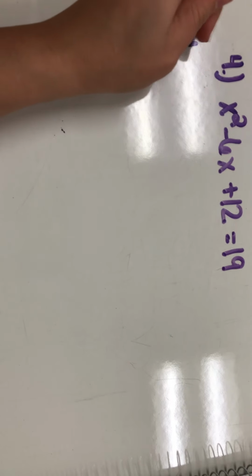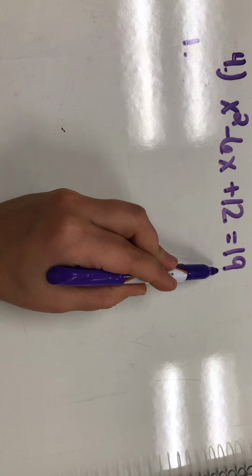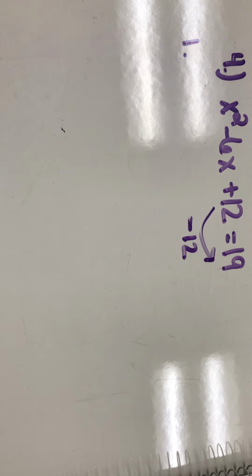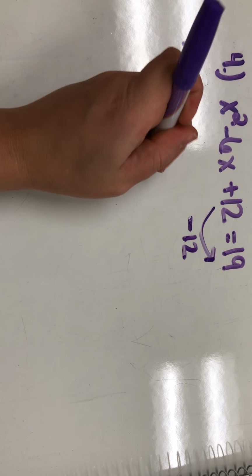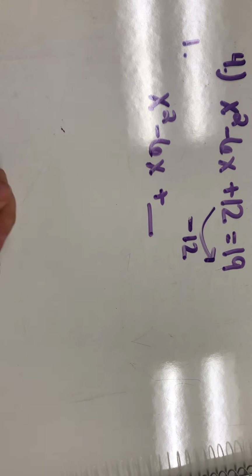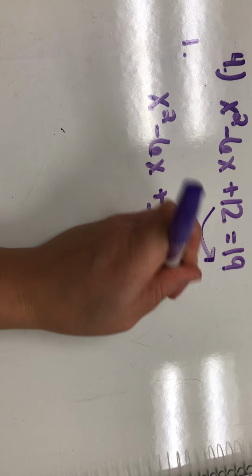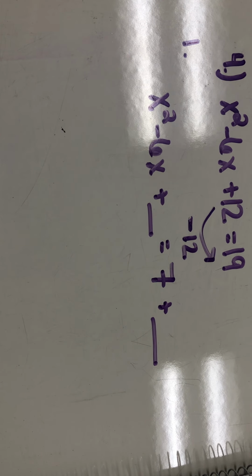Again, step 1 says move everything that's not x to the other side. So we're going to subtract 12 and leave your blanks. So x squared minus 6x plus blank equals 19 minus 12 is 7 plus blank.